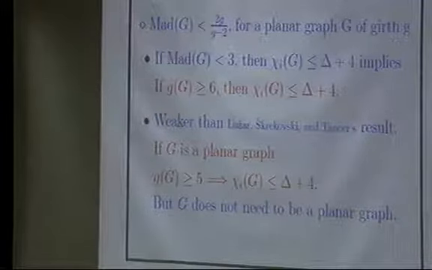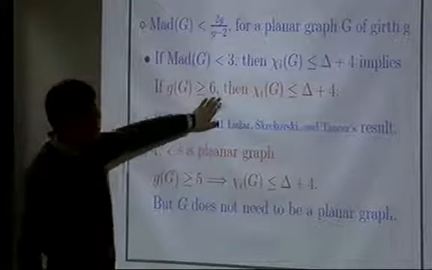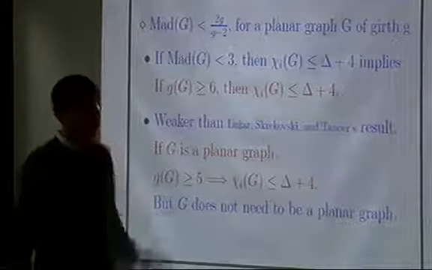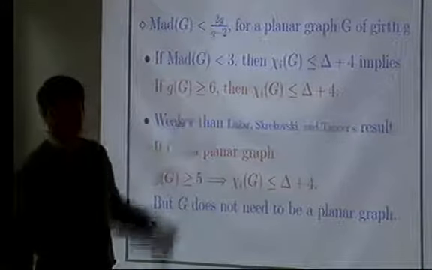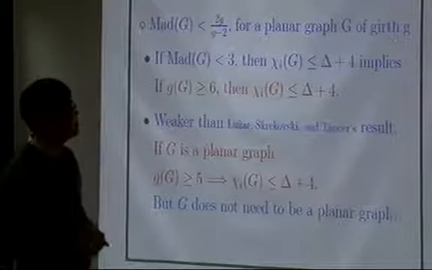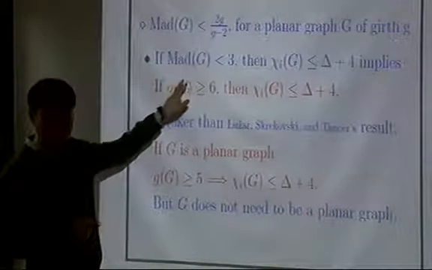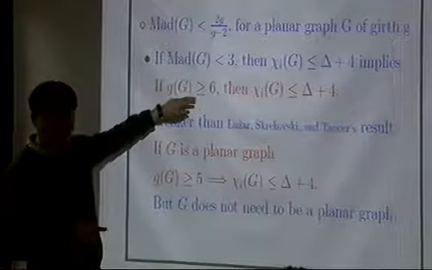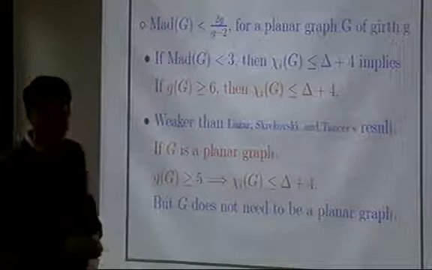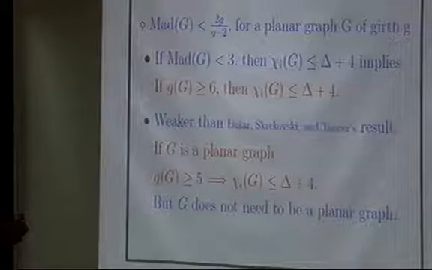Typically when you say, okay, if girth is at least 6, then its injective chromatic number is at most delta plus 4. In this case, how can you prove this? Maybe you have two types of direction. The typical direction is, first we calculate maximum average degree, and then convert into girth condition. How can you convert into girth condition? We use this formula. So this is why the maximum average degree is important.